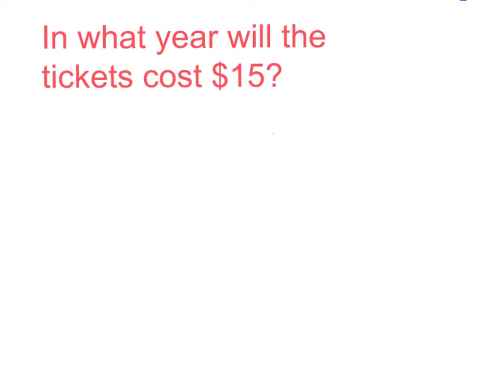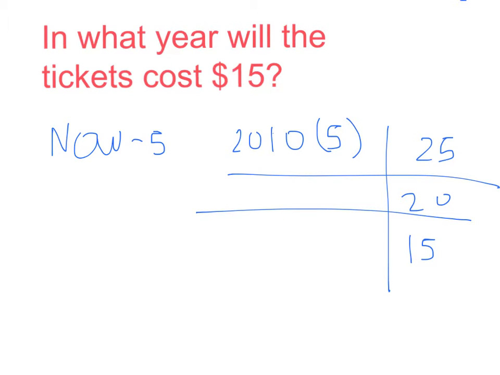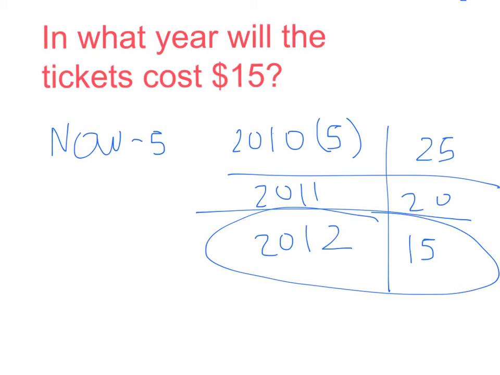And since each year it's decreasing by $5, you can take from where we left off, which was 2005, and then the value was 25, and you can just keep decreasing till you get there, and that's $15. So by the year 2012, you should be at $15 per ticket.